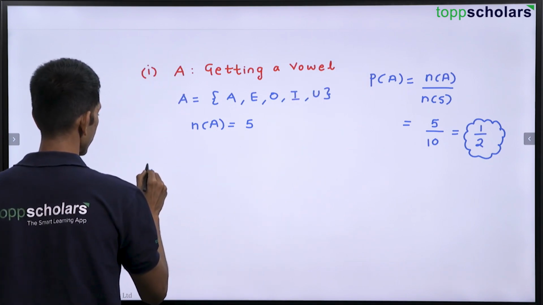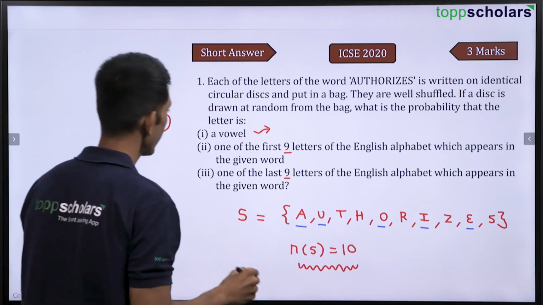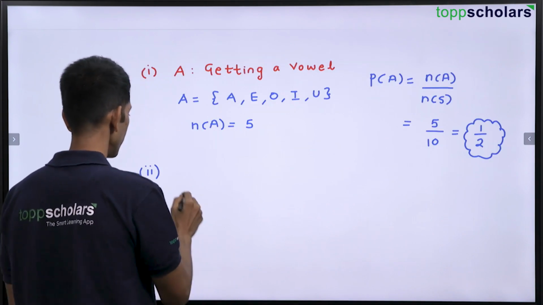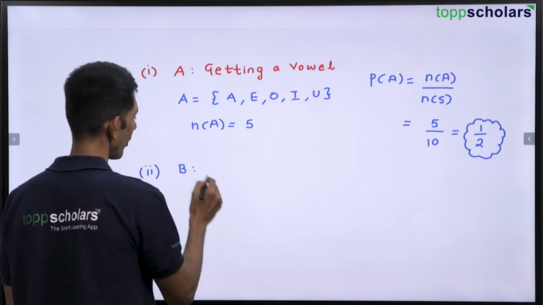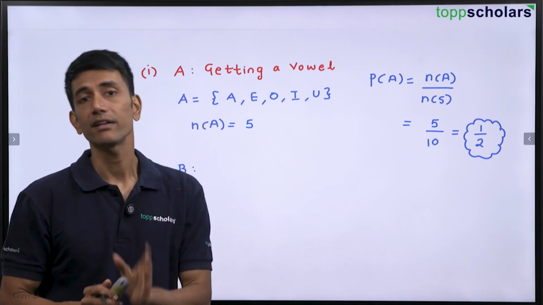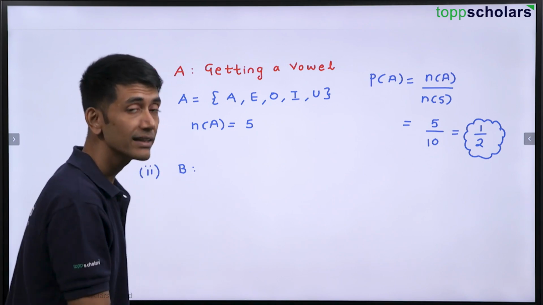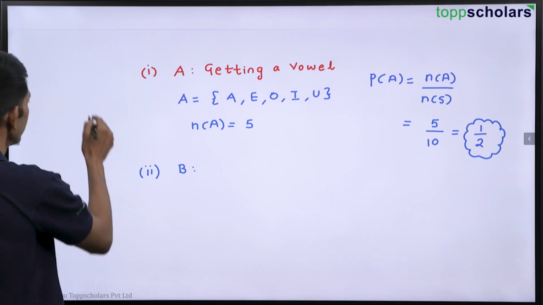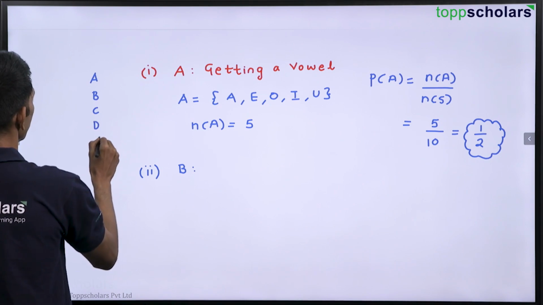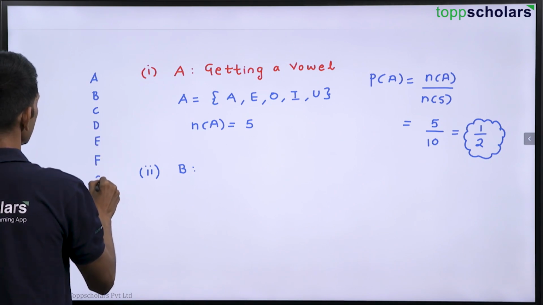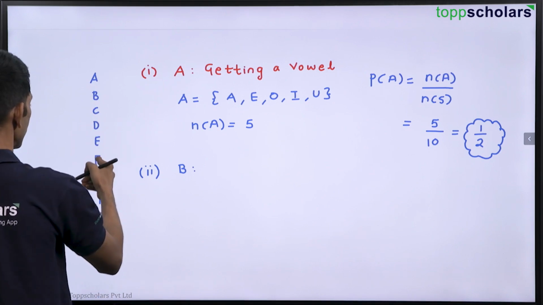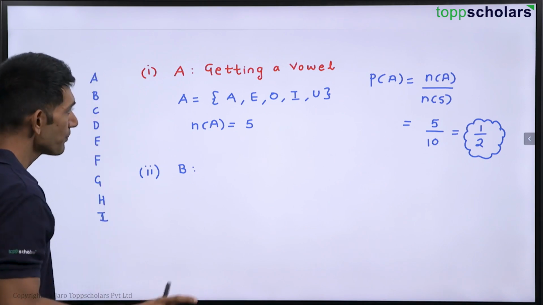Now let's talk about the second part. So in the second part, what are they asking? They are asking about one of the first 9 letters of English alphabet. So let B be that event of getting one of the first 9 letters of English alphabet. I'm not writing down completely. Let's understand that our event is event B. Now what are the first 9 letters of the English alphabet? So if I just put it down here, it's A, B, C, D, E, F, G, H, I, right? 1, 2, 3, 4, 5, 6, 7, 8, 9. So these are 9.